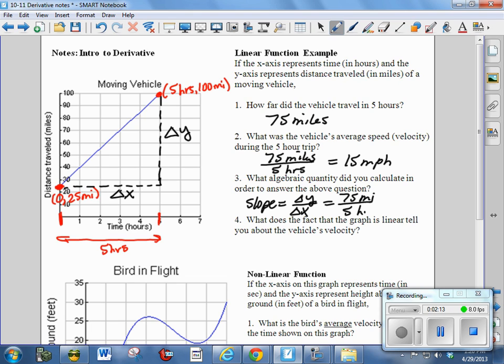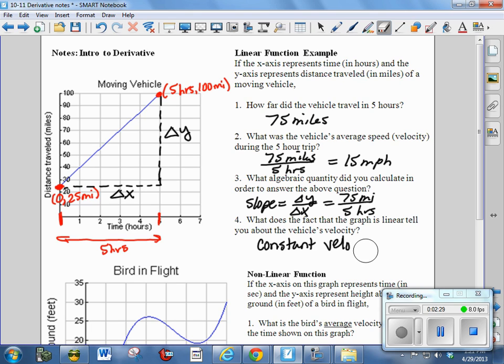What does the fact that the graph is linear tell you about the vehicle's velocity? Well, it tells you that the velocity is constant. So we have a constant velocity in this situation.